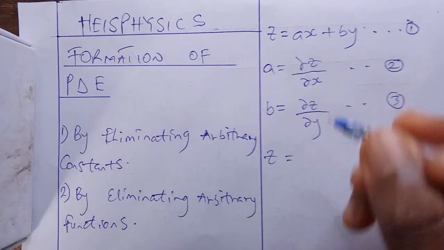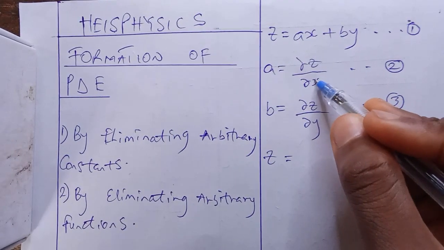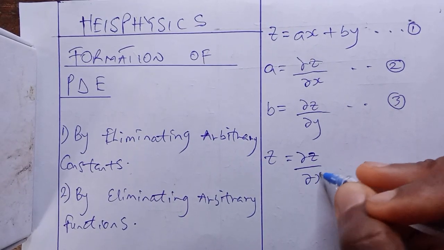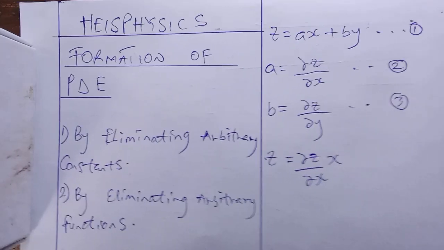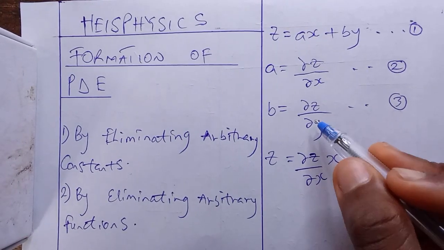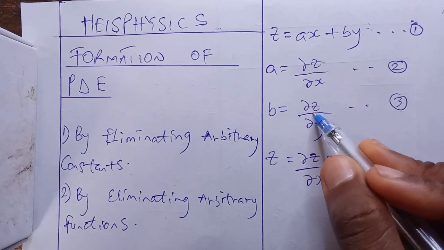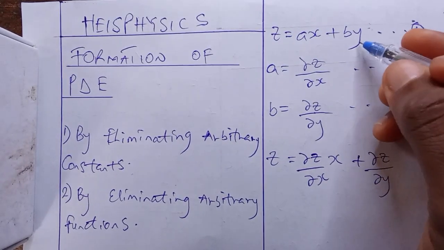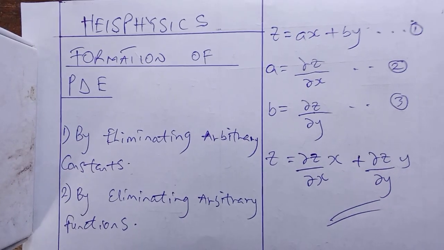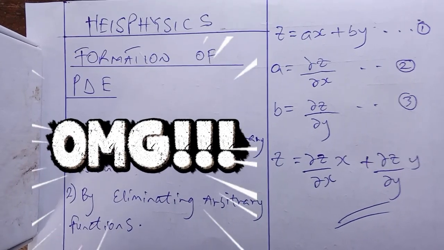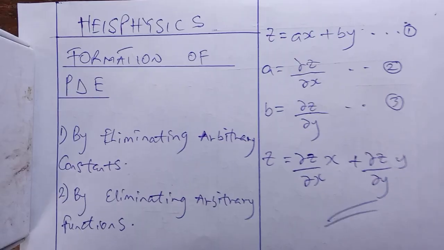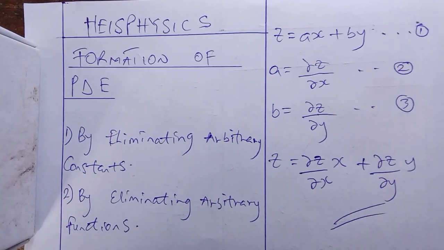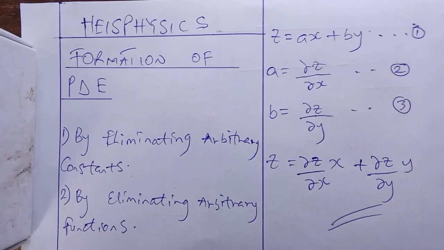So z now equals, instead of a, we'll put what? Partial of z with respect to x. So we have partial of z with respect to x times our x, plus, equation 3 is b. Instead of b now, put what? Partial of z with respect to y. So we have partial of z with respect to y times our y. This is our partial differential equation. We just formed this from the equation given to us here. The aim is to what? Eliminate arbitrary constants. If you watch from our answer here, is there a and b? No, there's no a and b.